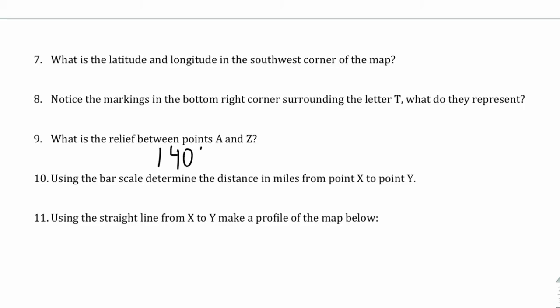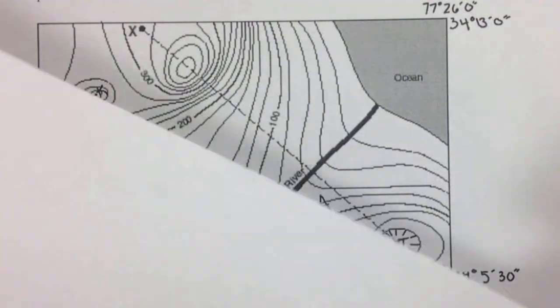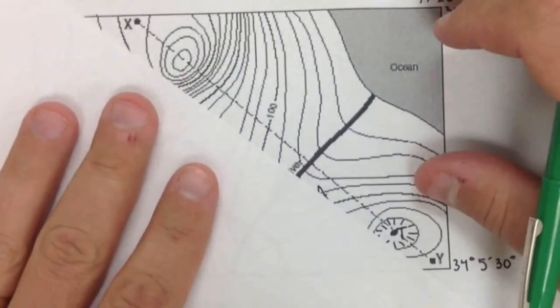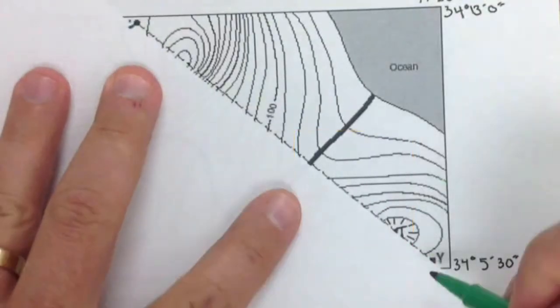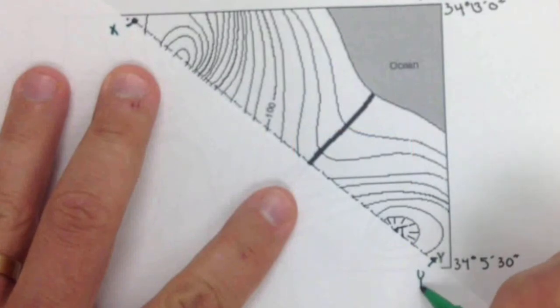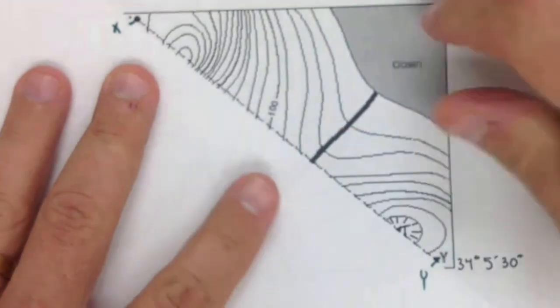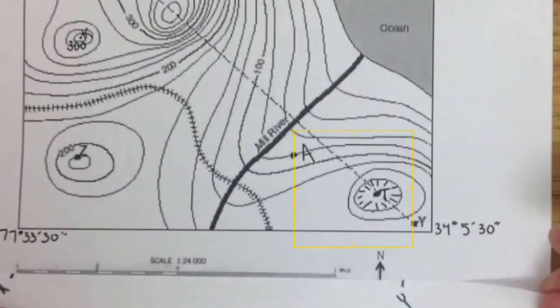It says use the bar scale to determine the distance from X to Y. Okay, so to use the bar scale on this map here, it's very similar to the previous worksheets. I'm just going to mark this point here and this point here. This is point X. This is point Y. To find the distance, I'm going to use the miles. Notice here that 0 is right in the middle.